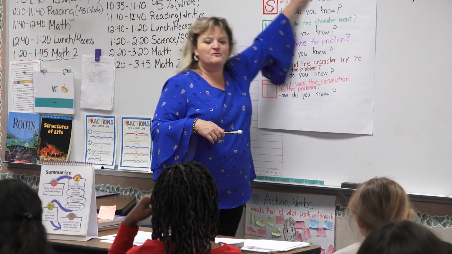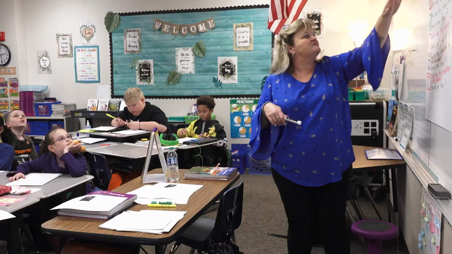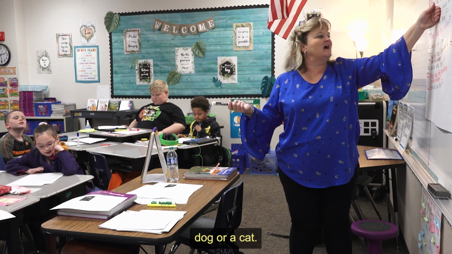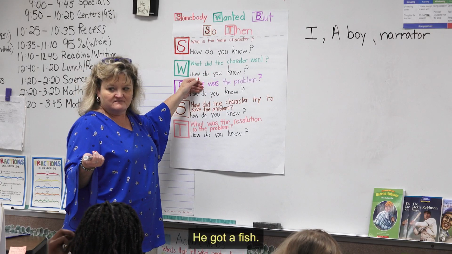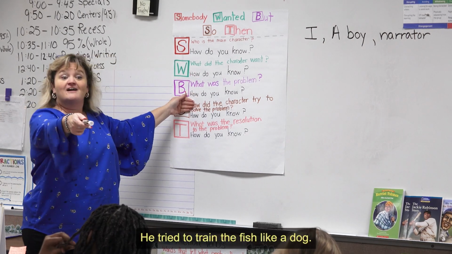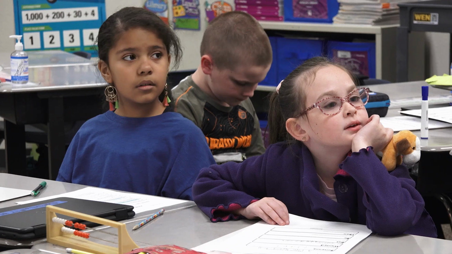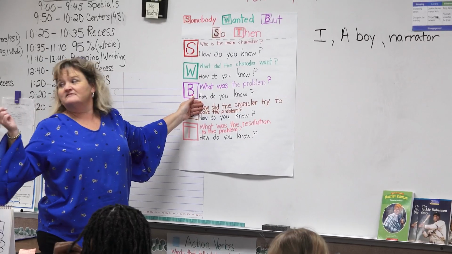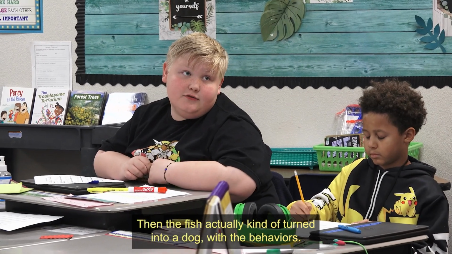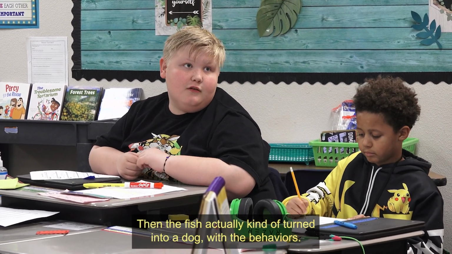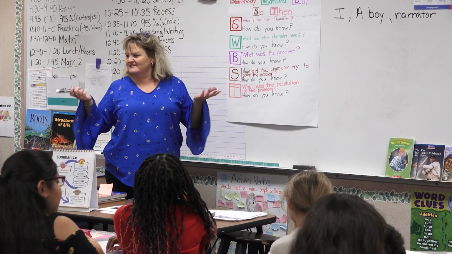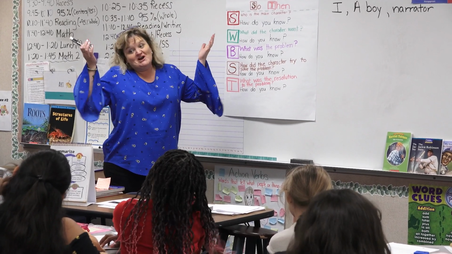All right, so if we're pulling it all together, right? So help me. A boy wanted a dog or a cat, but he got a fish, right? He tried to train the fish like a dog. Okay, he tried to train the fish like a dog. Perfect. Braden, what ended up happening? Then the fish actually kind of turned into a dog with the behaviors. Correct, exactly. So in a way, he got it. So what did he end up naming the fish? Dog. Dog, right?